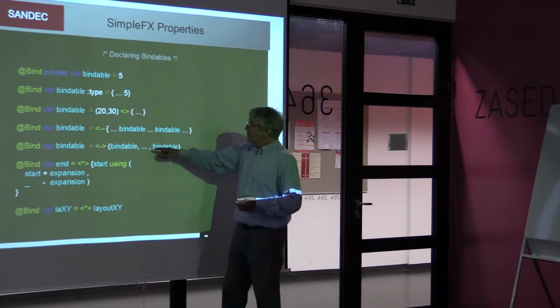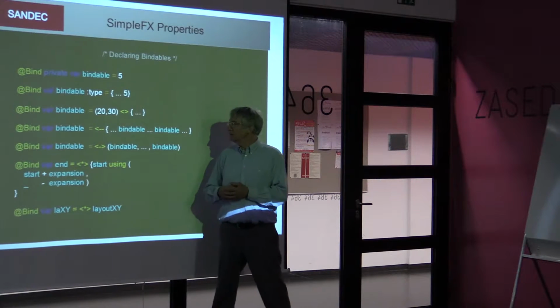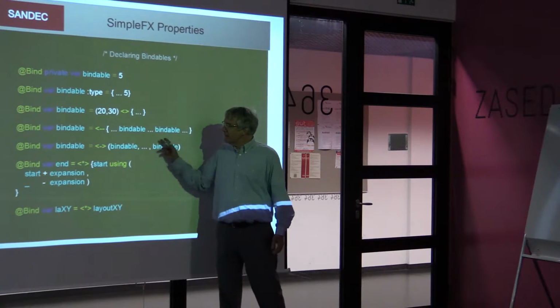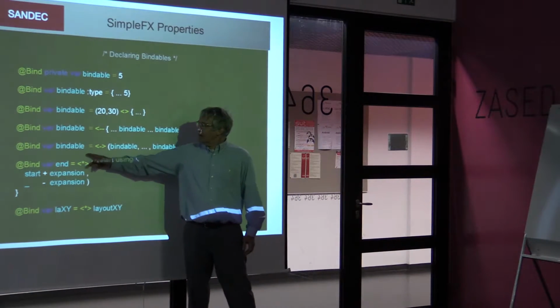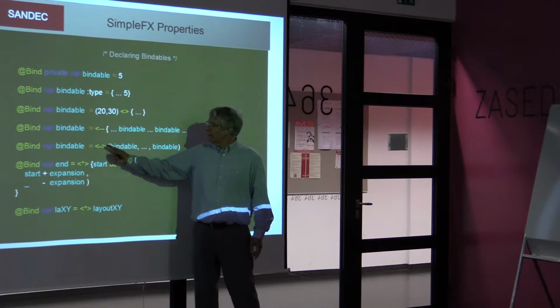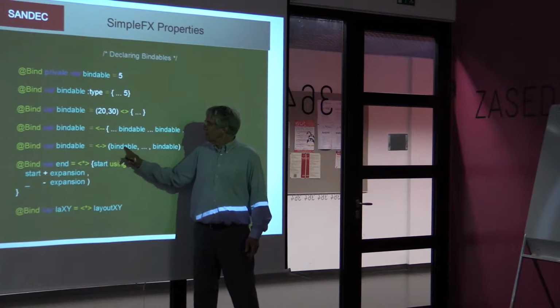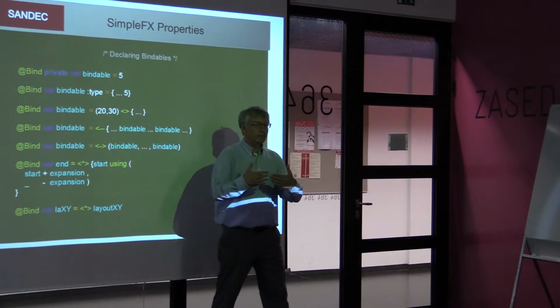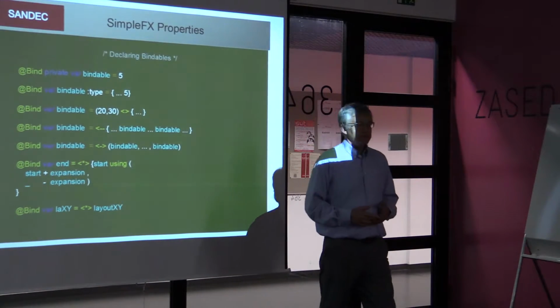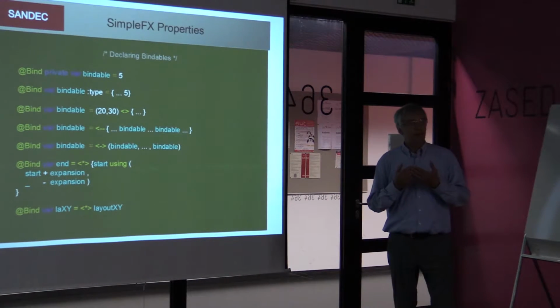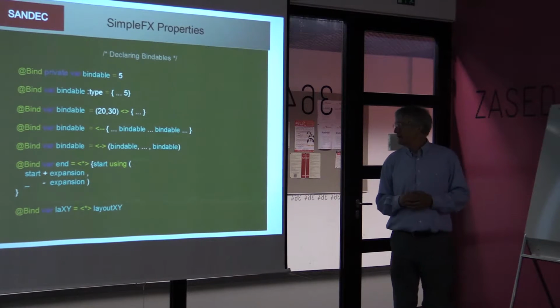Here you have a bidirectional bindable declared, which means you can have tuples on the side, so you can say I declare a point, and anytime the point is changing, those variables are changing, those bindables are changing, and vice versa. So you can have bidirectional properties, bidirectional binding for properties.